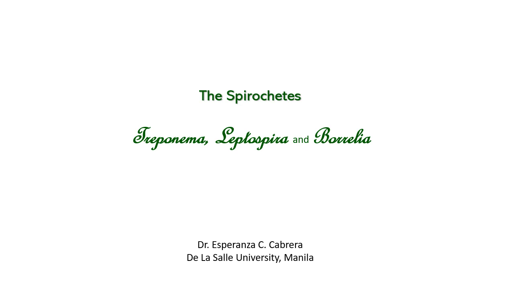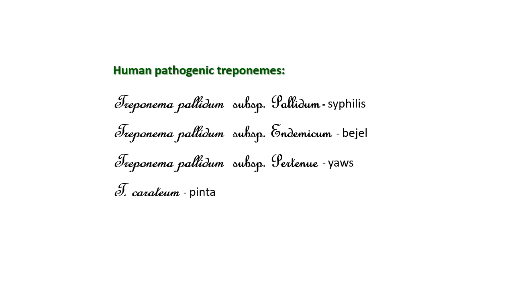Hello everyone. We will be discussing the Spirochetes: Treponema, Leptospira, and Borrelia. Let us start with the genus Treponema, which would include the following human pathogenic treponemes: Treponema pallidum, subspecies pallidum, which causes syphilis; Treponema pallidum, subspecies endemicum, the causative agent of Bejel; Treponema pallidum, subspecies pertenue, which causes yaws; and Treponema carateum, the causative agent of pinta.